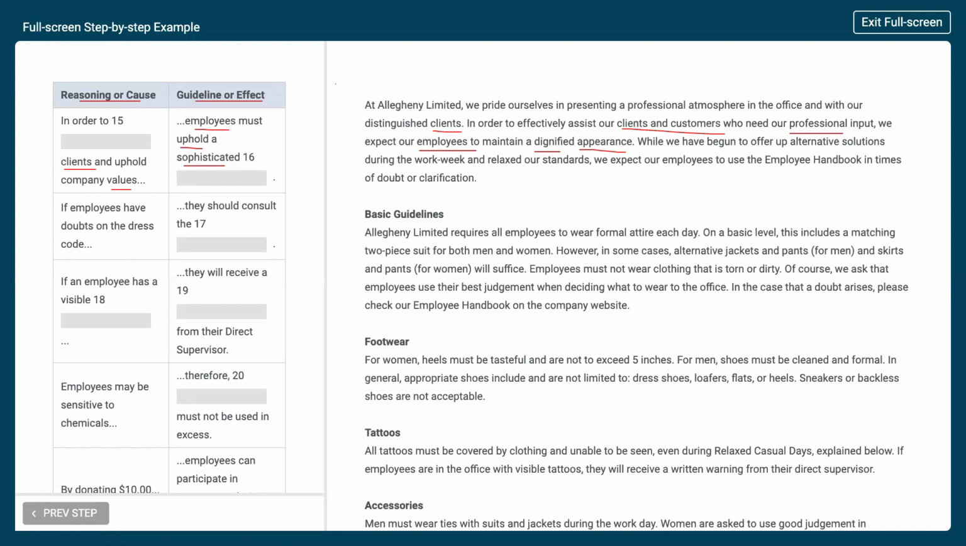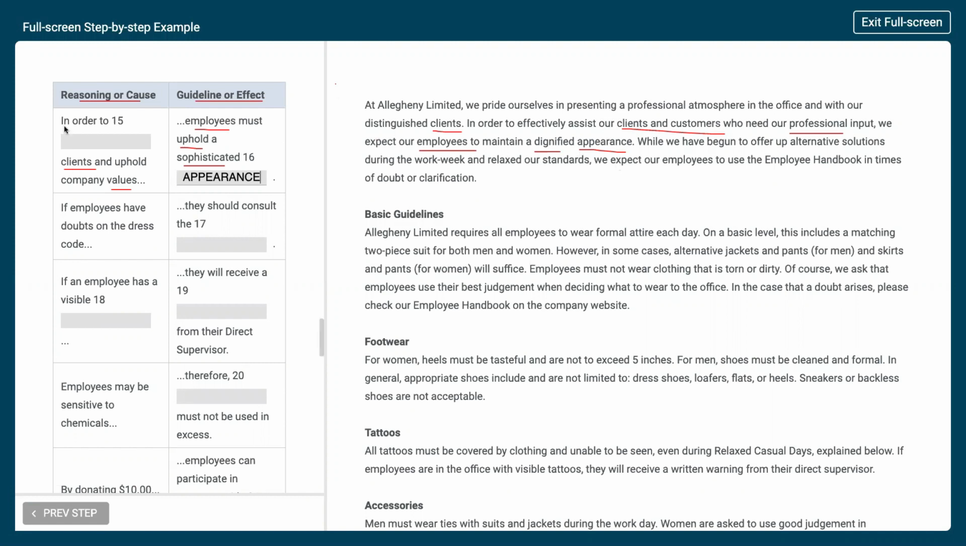So I have two things that I have to put in here. First off, I'm going to do number 16 because that just comes out to me as the very obvious answer. So employees must uphold a sophisticated appearance. It is one word. It fits within our guidelines. So I'm going to write appearance, making sure that it is spelled correctly as per the text.